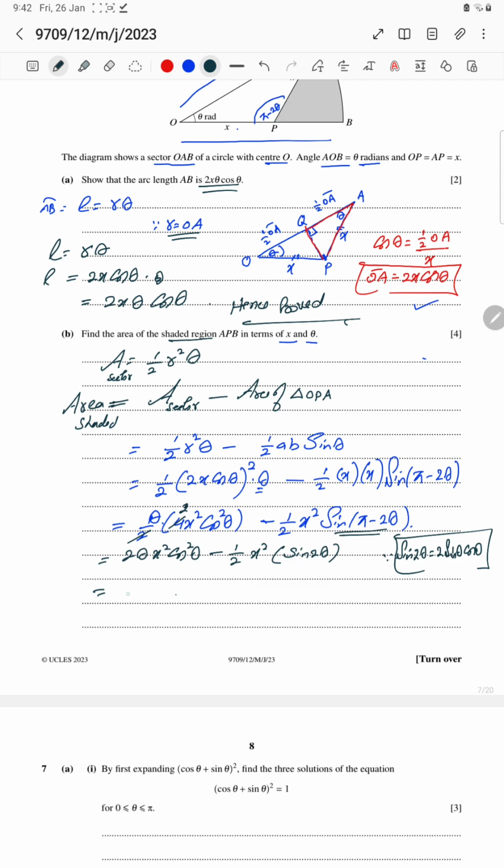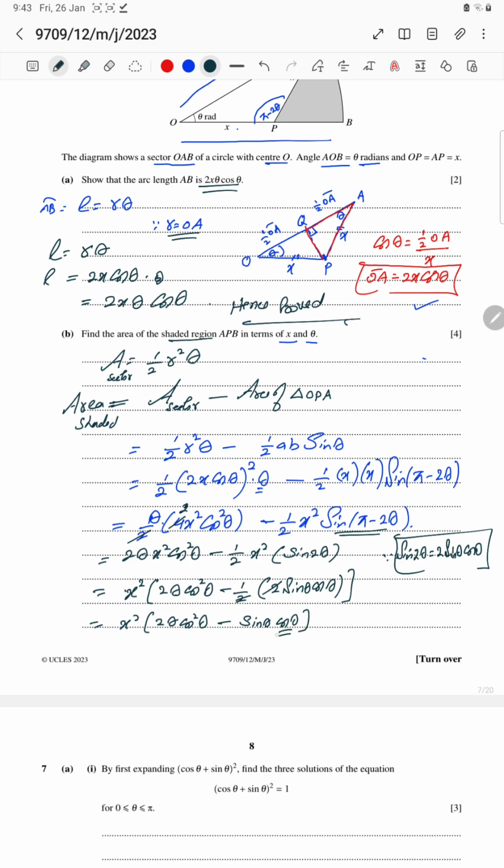So we can shift this one. What will be common here? Okay, take x square common. From here we get 2 theta cos square theta minus 1 by 2, and it will be 2 sine theta cos theta, close it, 2 to cancel, x square, 2 theta cos square theta minus sine theta cos theta.